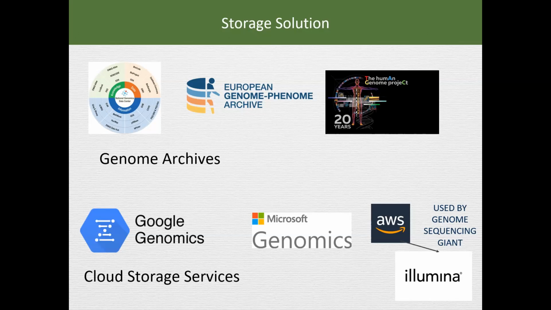But the problem with these archives is that the data are stored on their servers, and researchers have to download those data sets. The computational overheads lie with the researchers themselves. Another option we have is cloud storage services, which are mostly preferred by tech giants because of their elastic scale nature and distribution capabilities.